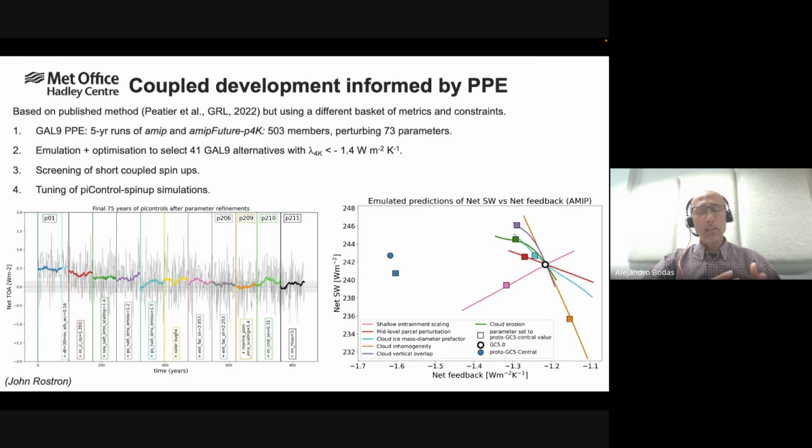And you can see that the emulation was quite good in this case, but it also shows that there was basically a trade-off between, or a combination of, pushing the sensitivity towards lower feedback parameters, but also trying to constrain the net TOA at the same time. So there is a combination of effects from different parameters.